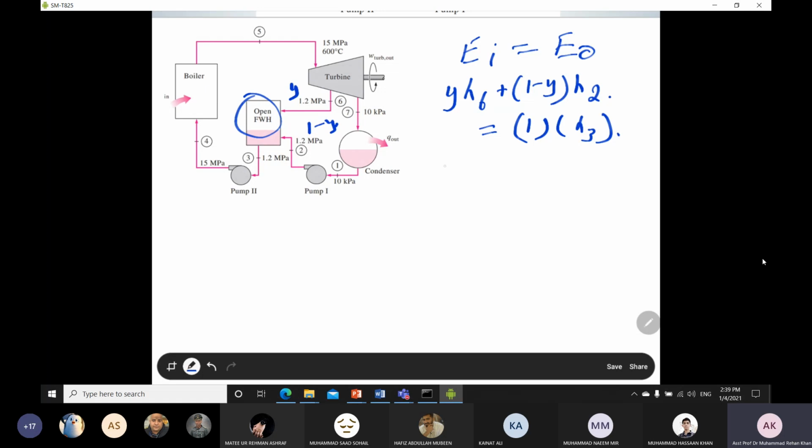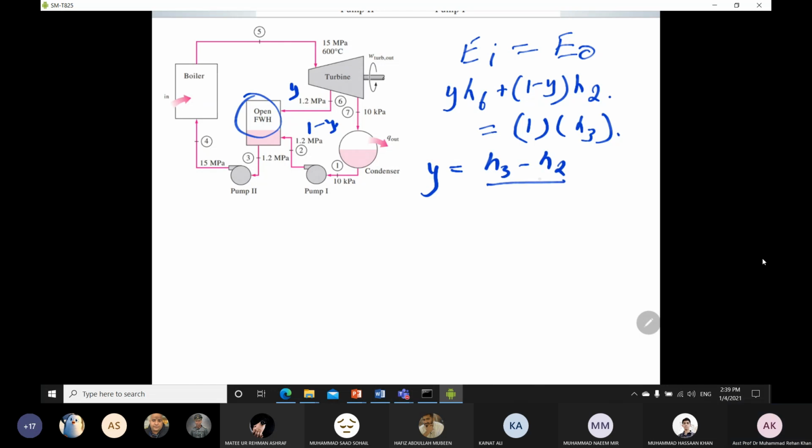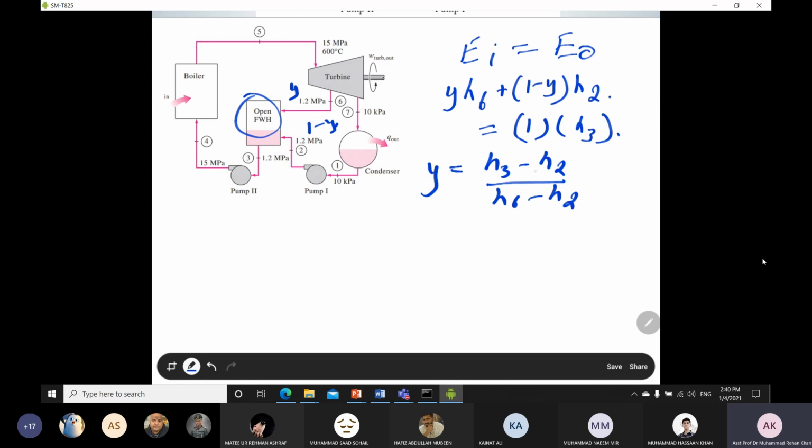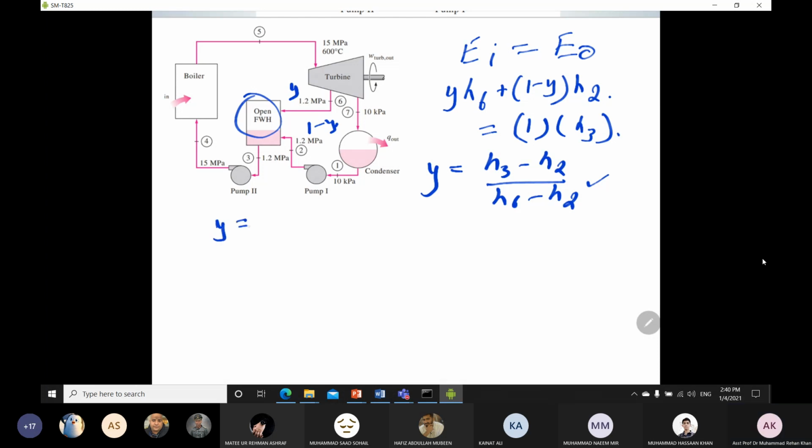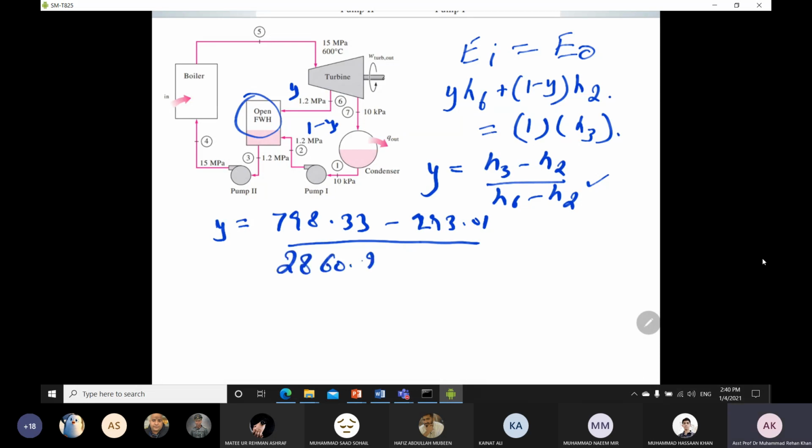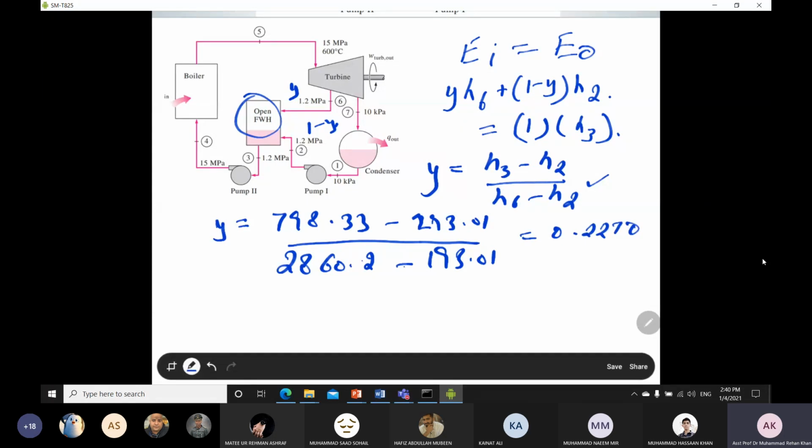Now you have to solve this equation for y, and you will get the value of y as H3 minus H2 over H6 minus H2. H3, H2 and H6 are all known to you. Just plug in all the values: 798.33 is H3, 193.01 is your H2, and 2860.2 minus 193.01. Solve it and you will get the value 0.2270. This is your fraction of the steam, the bleeded steam.